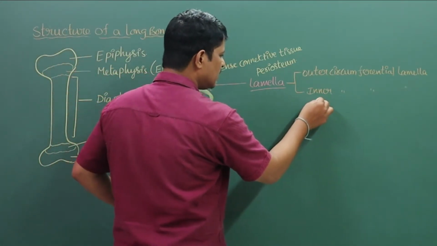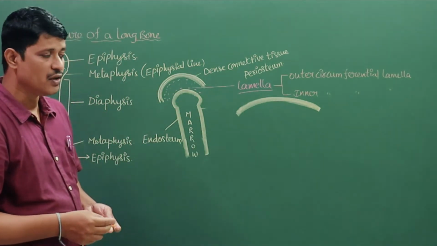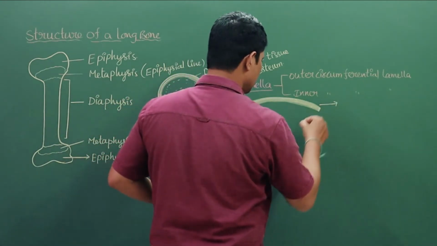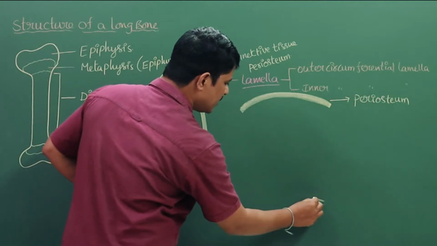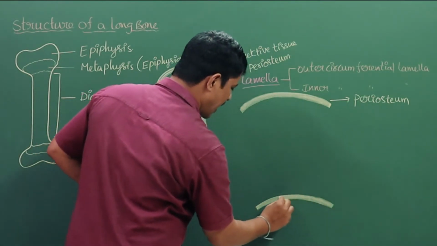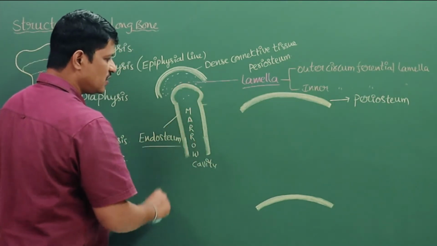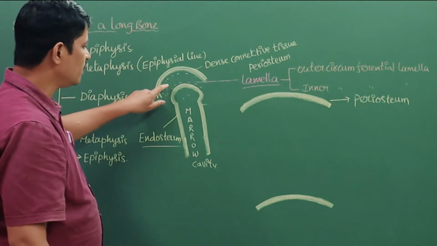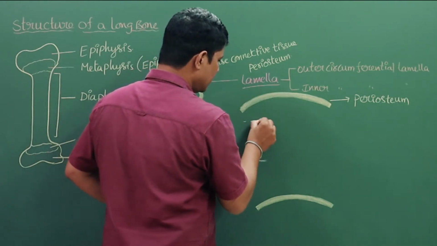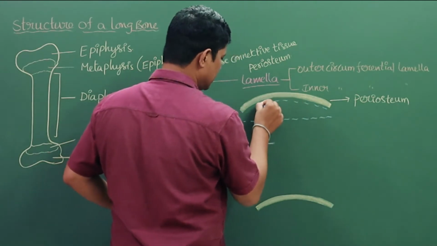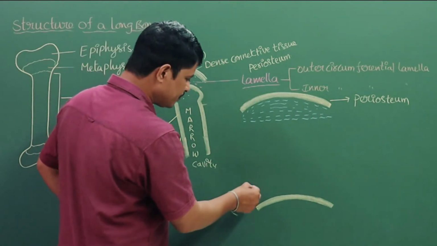See, the part externally covered by a dense connective tissue is known as periosteum. And here, the part which covers the hollow marrow cavity of the bone is known as the marrow cavity. This marrow cavity is surrounded by endosteum. Between the periosteum and endosteum, the lamellae are divided, and the matrix is present in the outer circumferential lamellae here.